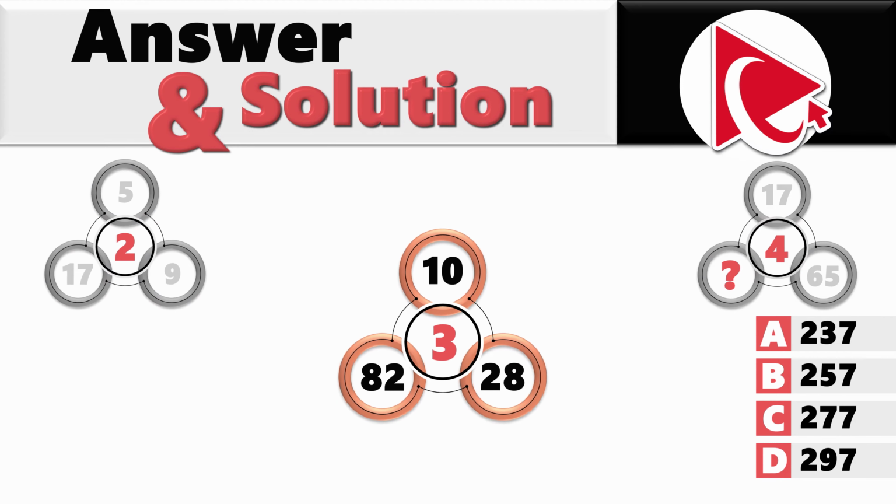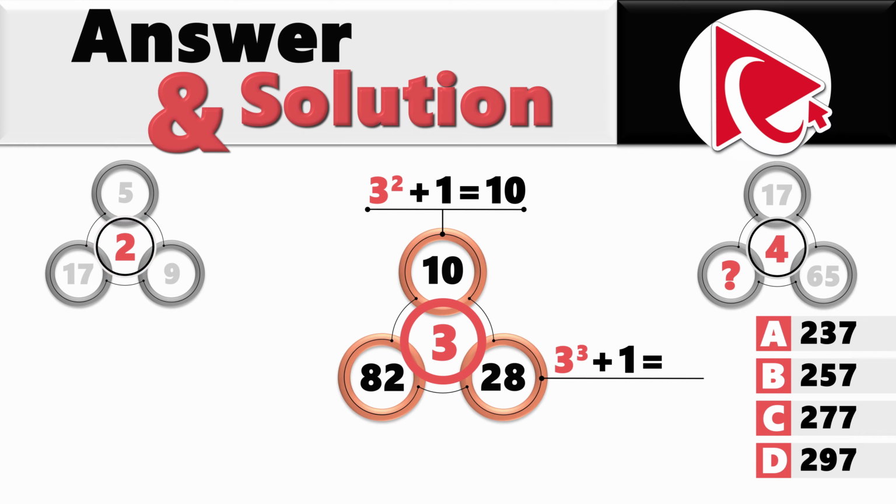For the middle shape, the base is 3. The second number is calculated as 3 to the power of 2 plus 1, which equals 10. The next number is calculated as 3 to the power of 3 plus 1 equals 28. And then the last number is calculated as 3 to the power of 4 plus 1, which equals 82.